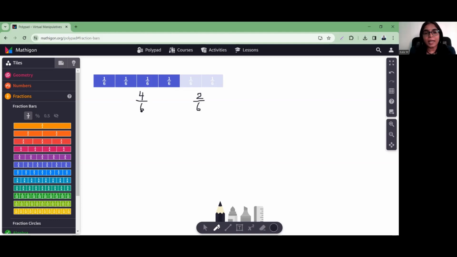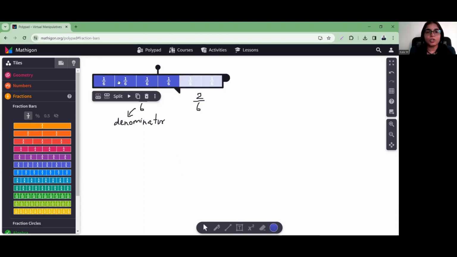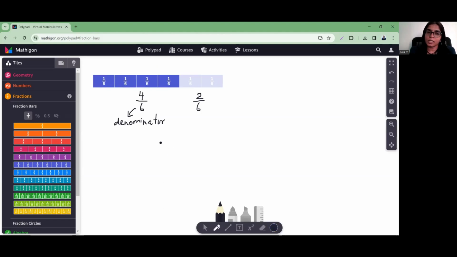And how do we decide? We also talked about the 6 being called the denominator, because one whole, this entire thing, is divided into 6 parts. See, 1 2 3 4 5 6, 6 parts, right? The entire thing is divided into 6 parts, and in that 4 pieces are selected, right? And that is called the numerator.